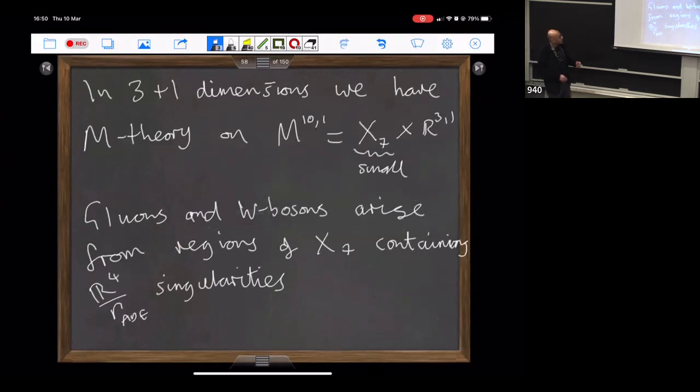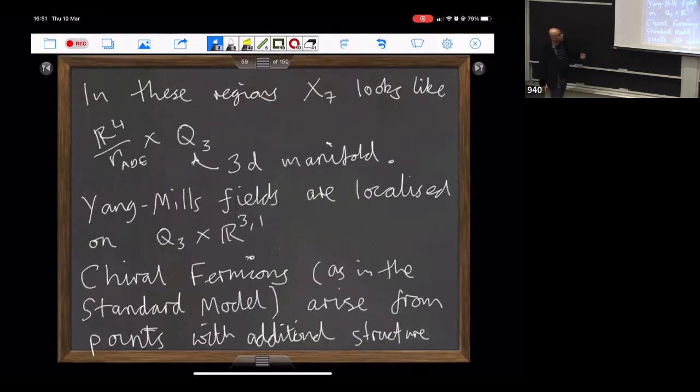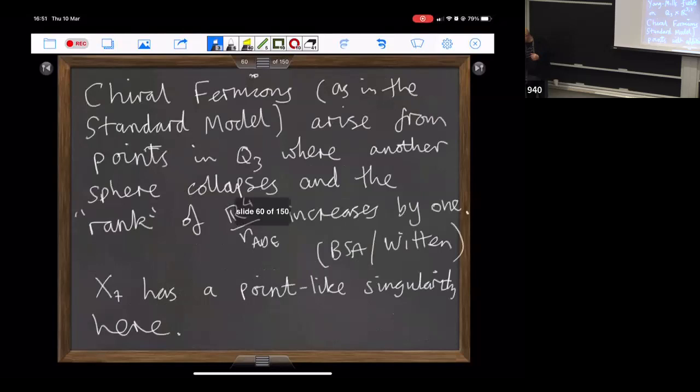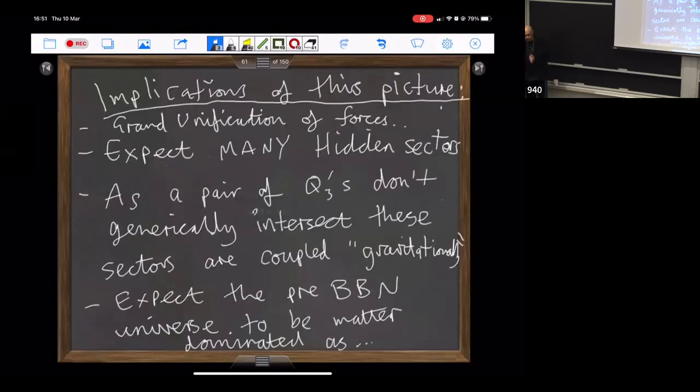So if we just briefly go back to our bigger picture of these 7 extra dimensions, we've just said that the W bosons and gluons arise from these types of singularities. Well, near such a singularity, X would look something like a three-dimensional manifold times this singularity. And the fermions of the standard model in this picture arise from additional points on this 3-manifold where additional spheres collapse in very particular ways. But I don't want to go into any of the details of that. So far, hopefully I've given you some sense that the basic ingredients of the standard model arise from these membranes in very particular singularities in vacuum Einstein manifolds, rigid flat manifolds.